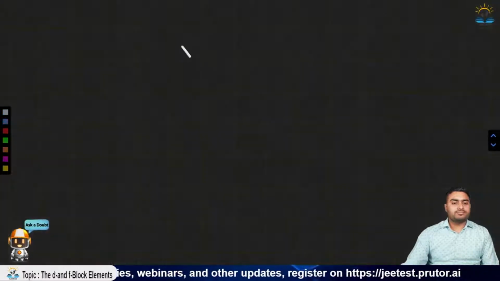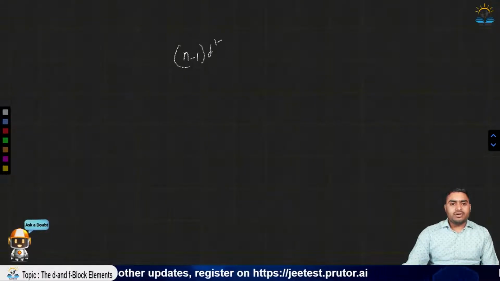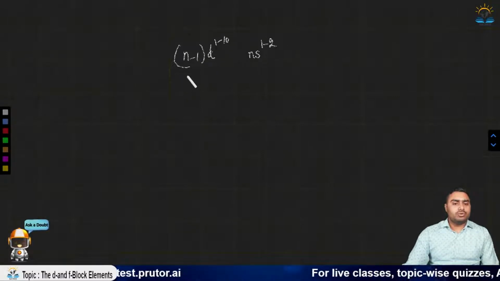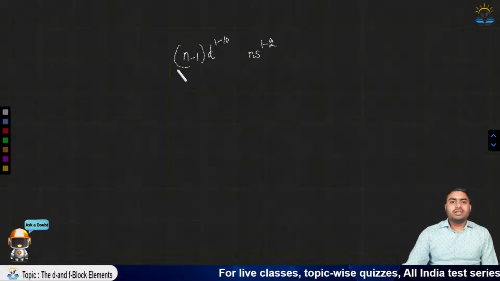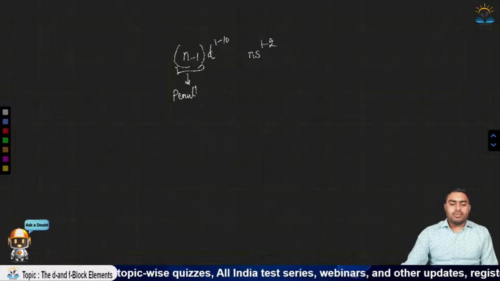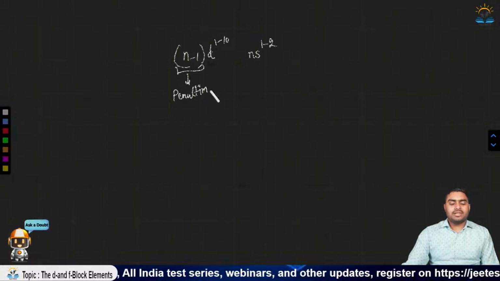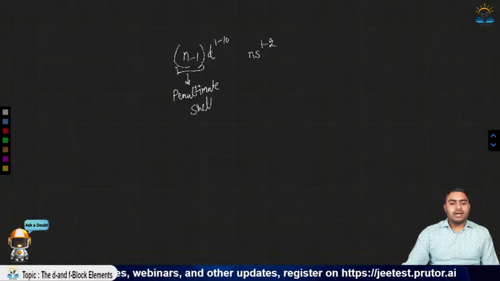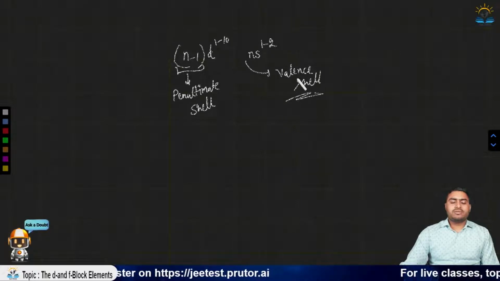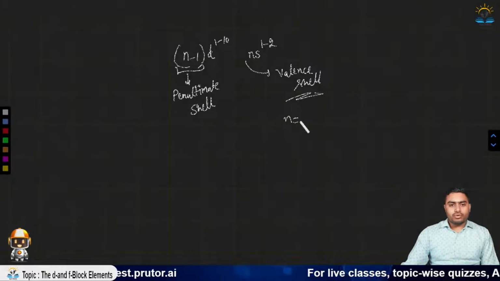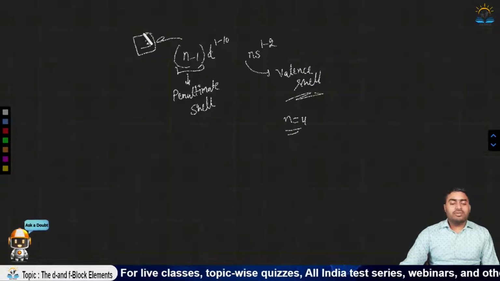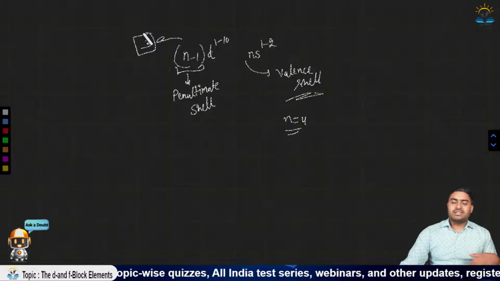What is this n-1? In (n-1)d1 to 10 ns1 to 2, this n-1 is named the penultimate shell, and ns is the valence shell. So if the n value is 4, n-1 will be 3. That's why we call them the 3d series, 4d series, and 5d series.